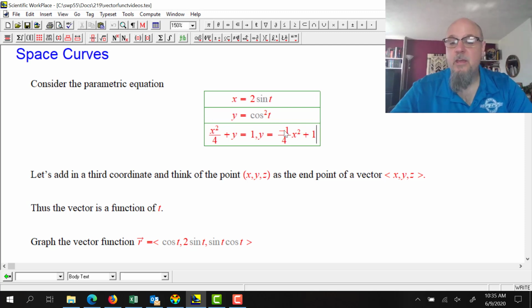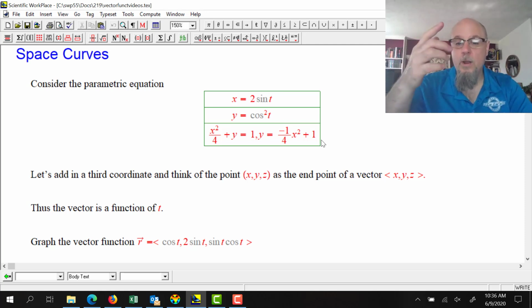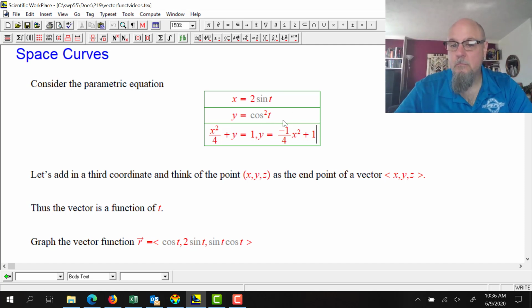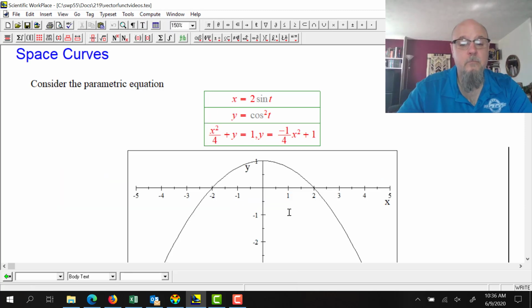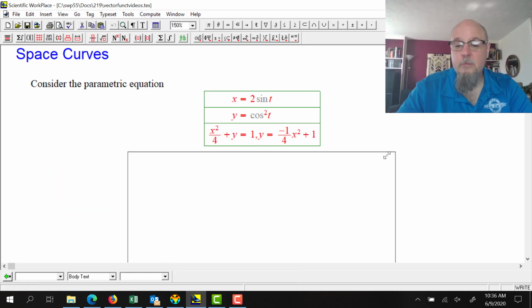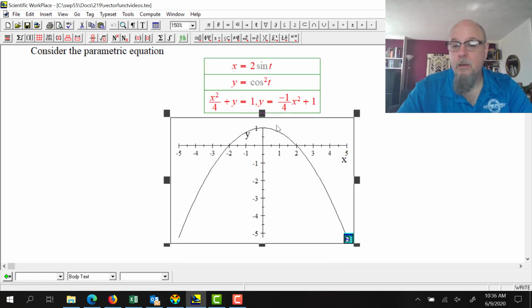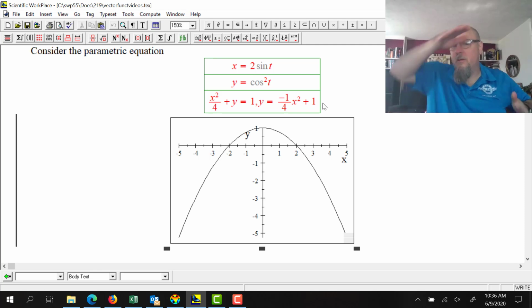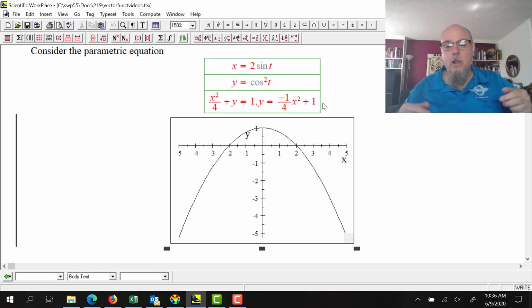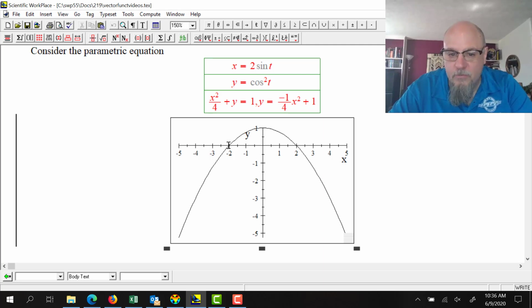And now I see it's an upside down parabola shifted up 1. But remember, the y is always bigger than or equal to 0. So if I were to say, just give me a picture of this, well, the picture it gives me is the whole parabola. Because I asked it to graph this parabola, it doesn't know that I made it as a path for a parametric equation. So both arms go off to negative infinity. Really, the thing should be chopped.